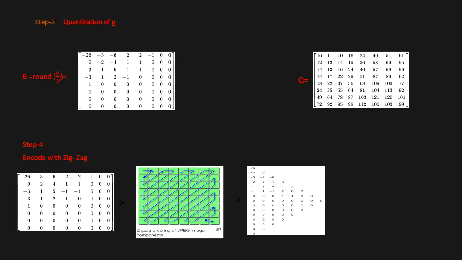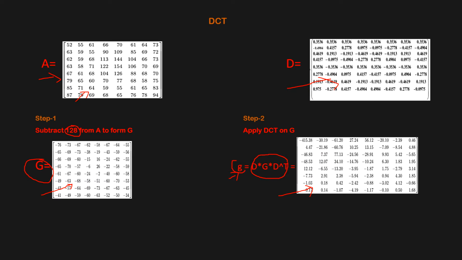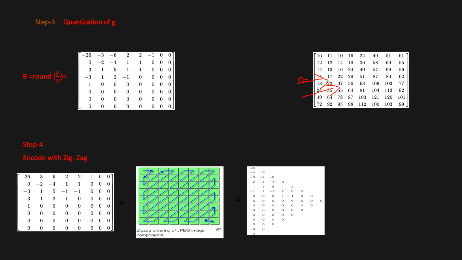After finding this DCT, we quantize it. How do we do quantization? The quantization matrix is given in the question. Whatever we got after DCT, this g, we divide by this quantization matrix Q, and round. After rounding off you will get this matrix.